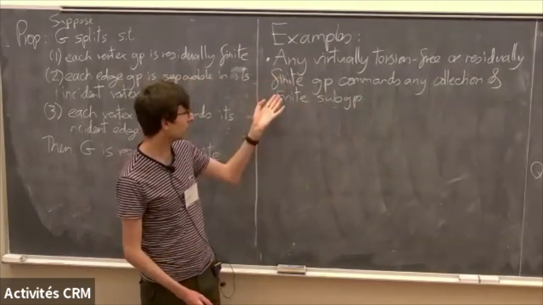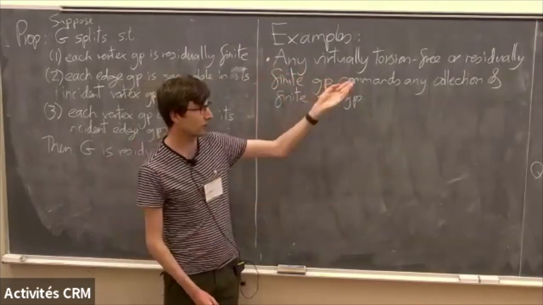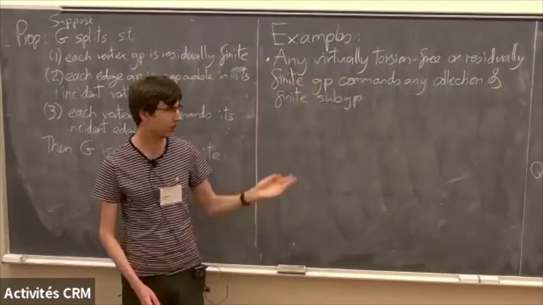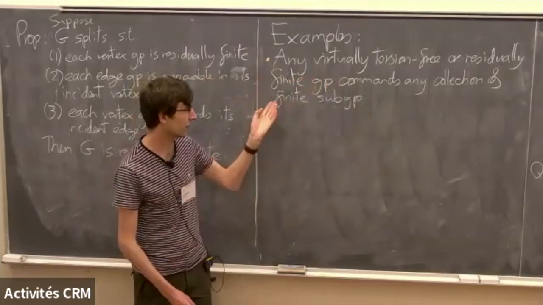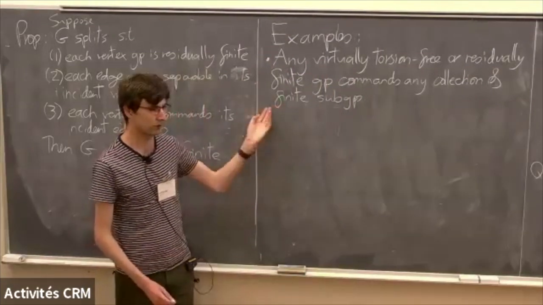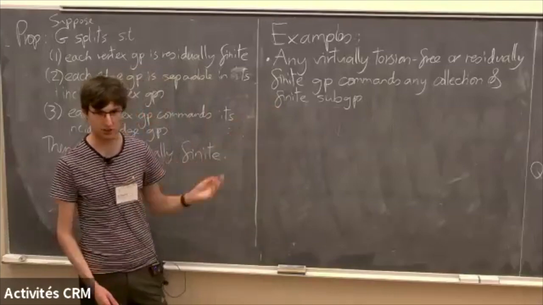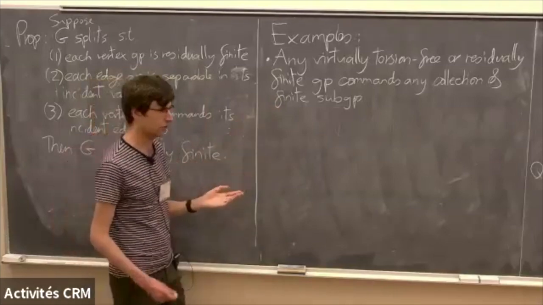Yeah, so in particular, if you have a graph of groups where the vertex groups are virtually torsion-free or residually finite, the edge groups are finite, then it's easy to construct lots of finite covers of graphs of groups. So, okay, maybe this is not so surprising, but it's still nice to have it fit in this framework.